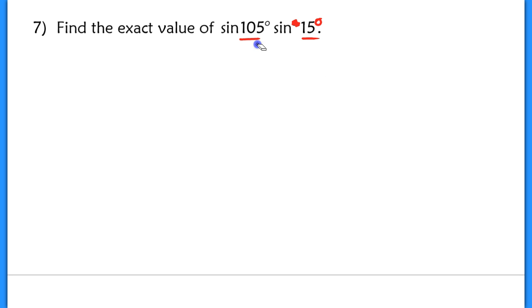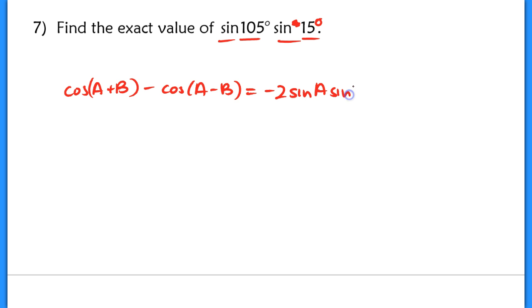So I'm going to change this product here into either a sum or a difference, and because I see sine times sine, that means that I'm taking the difference of the cosines. So I have the cosine of a plus b minus the cosine of a minus b, which should give me negative 2 times the sine of a times the sine of b. So here I just make appropriate substitutions. After I establish which one it is, it's very straightforward after that.